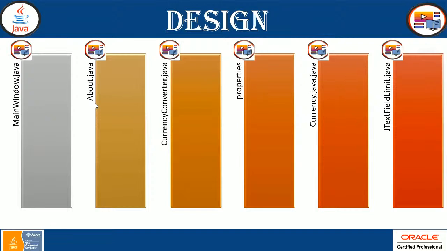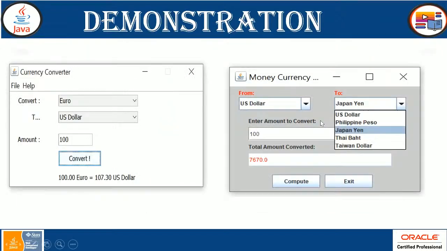Currency converter is the main method where we are calling all other classes and objects. Properties will include the declaration of global variables. Currency Java will have the currency declaration, and JText file limit will have the text field and labels mentioned in it. Now if you see the demonstration, there are two ways we have implemented here.